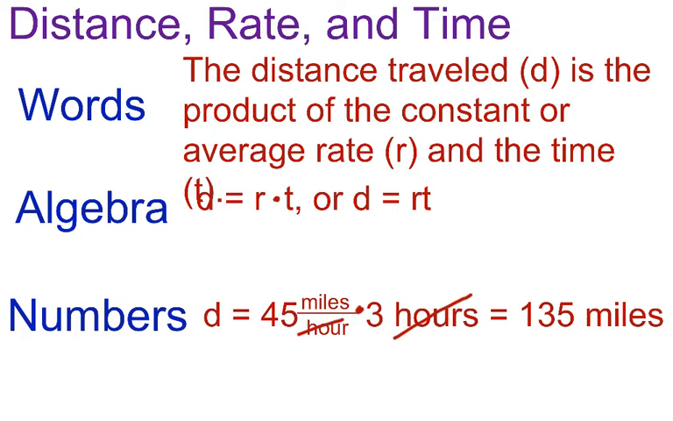In numbers, for example, if I traveled 45 miles per hour for 3 hours, I could find my distance by multiplying 45 miles per hour times 3 hours. The hours would cross-cancel, and I would be left with my distance, which is 135 miles.